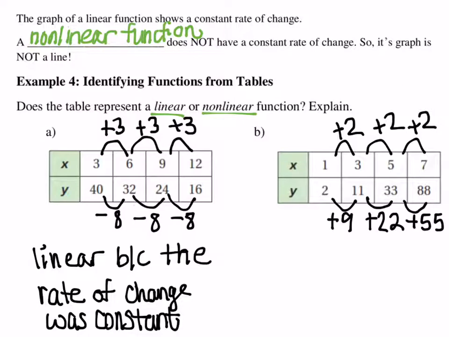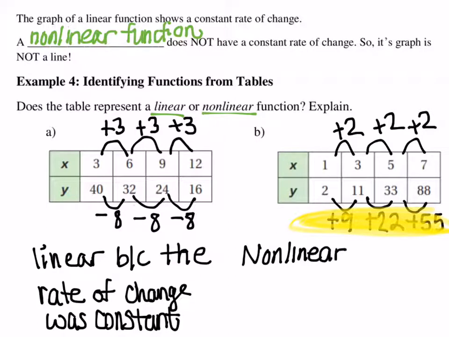So what should grab your attention right now is this right here. Is that a constant same change each and every time? No, definitely not. So this would be nonlinear. So it forms a graph that is not a straight line. And we would say that because it is not a constant rate of change.